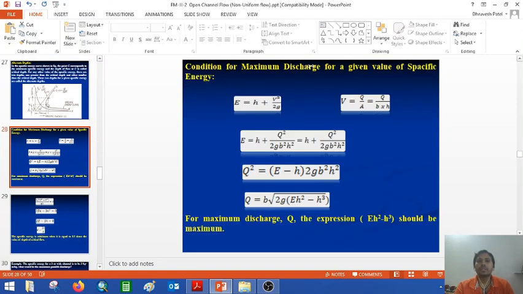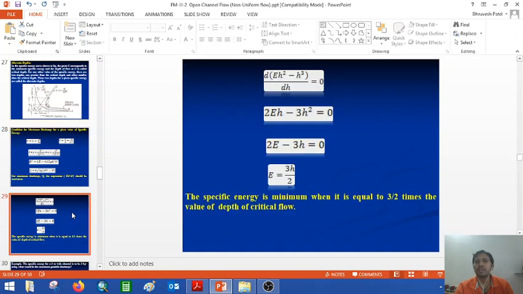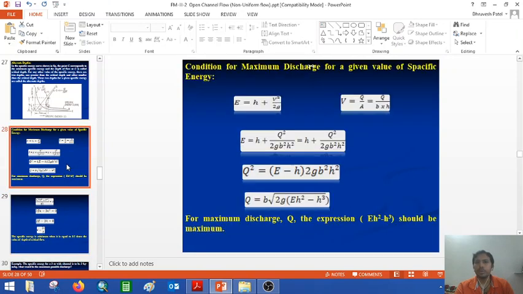And the last one is the consideration of the condition for maximum discharge for a given value of the specific energy. So we get the maximum discharge by E is equal to h plus v square by 2g. So v is equal to q by a, q into b into h. Inserting this value in the equation, at the end we get q is equal to b under root of 2g E h square minus h cube. So the expression E h square minus h cube should be maximum, where we get the maximum discharge, and this is the equation for getting the maximum discharge in non-uniform flow.